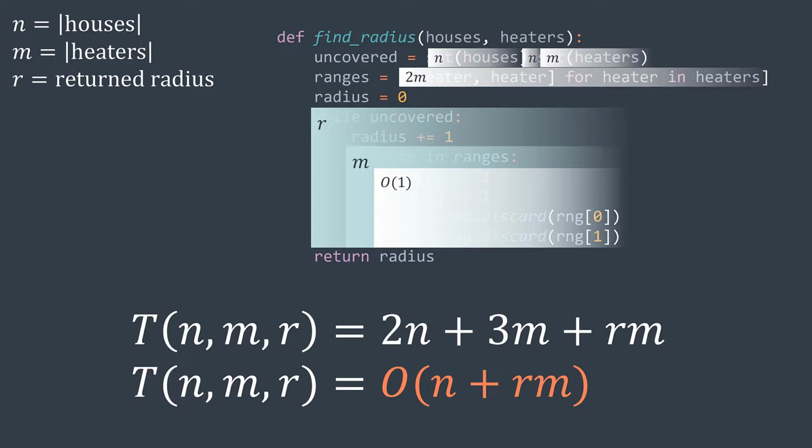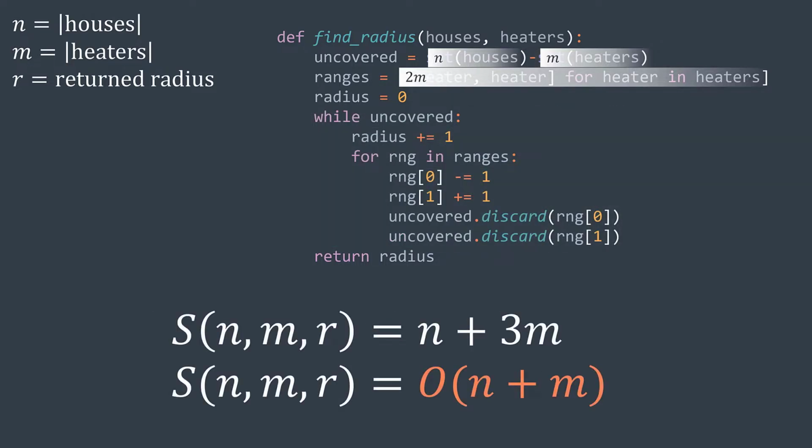We can say that this algorithm is output sensitive. Its running time depends on the output, r in our case. And for the space complexity, we have n for the set of houses, m for the set of heaters, and 2m for the ranges array. We get n plus 3m, which gives an O of n plus m space complexity.